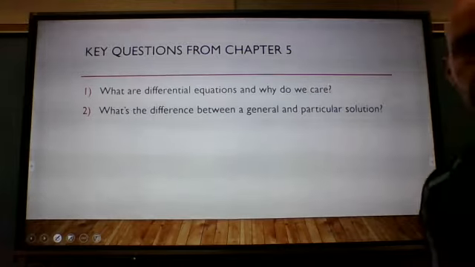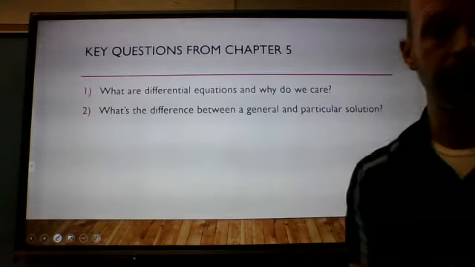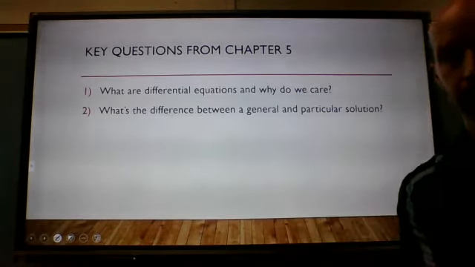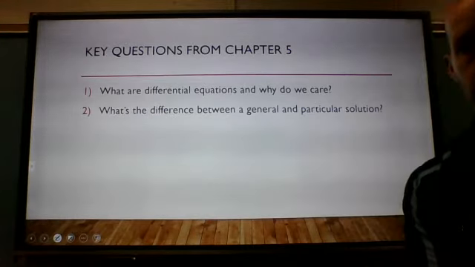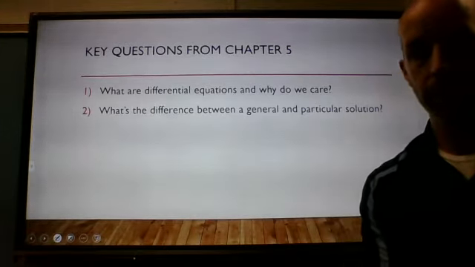Okay, so what's the difference between a particular and a general solution? One of them gives you a number and one of them gives you an equation.